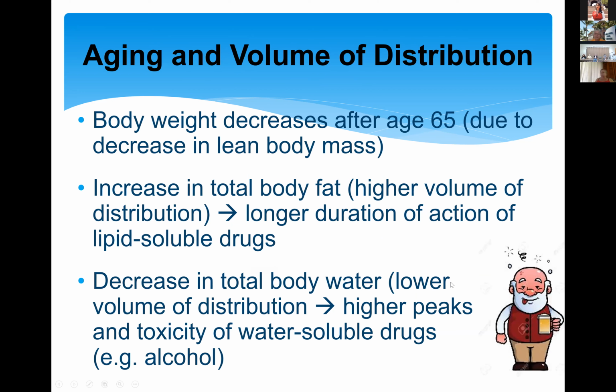Now, distribution: once the drug gets into the body, it's distributed around the body. Body weight actually starts going down after the age of 65. So people think, oh, that's wonderful, I'm going to be losing fat, right? Actually, no. The reason body weight starts going down is because lean body mass goes down. So what you're losing after age 65 is muscle, bone, and even water. Many older people are slightly dehydrated even at baseline. So even though weight is going down, percentage of body fat is actually going up with age.